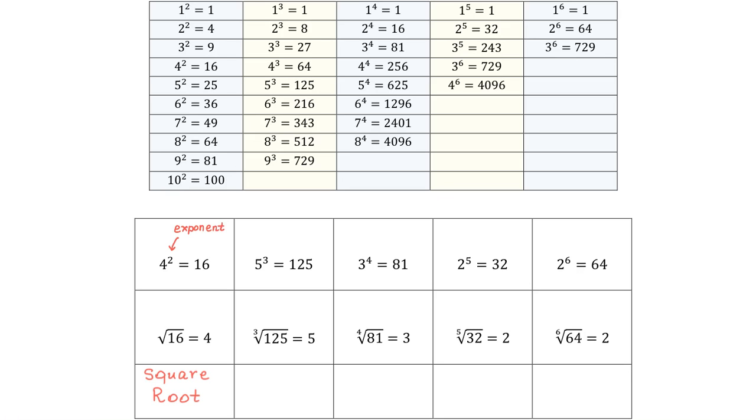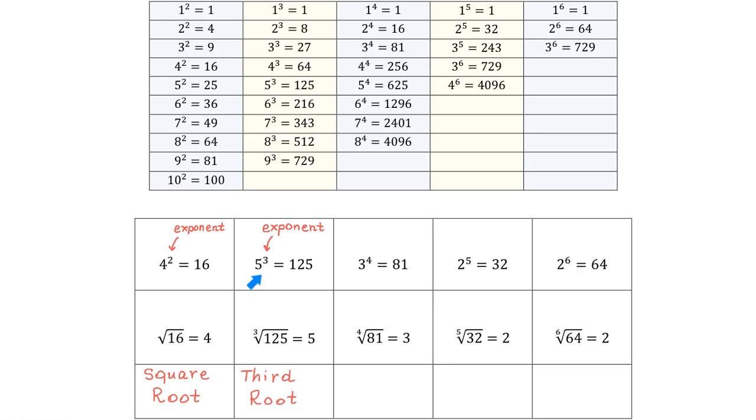From the second column, I picked 5 to the power of 3 equals 125. So if we multiply 5 3 times, 5 times 5 times 5, we will get 125. In this exponential expression, 3 is the exponent and 125 is the result. Now, to undo this operation and to find what number was raised to the power of 3 to get 125, we use the cube root, or the third root. And we say that the third root of 125 equals 5. So again, we call this the third root or the cube root.